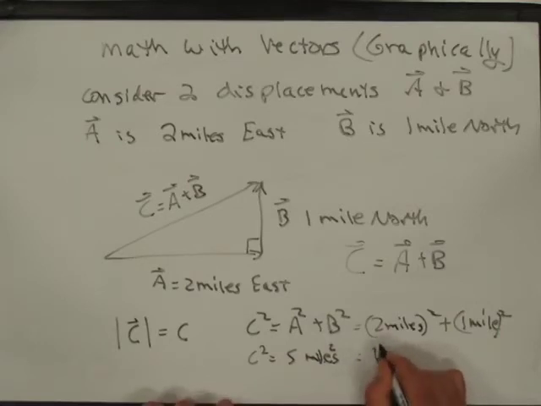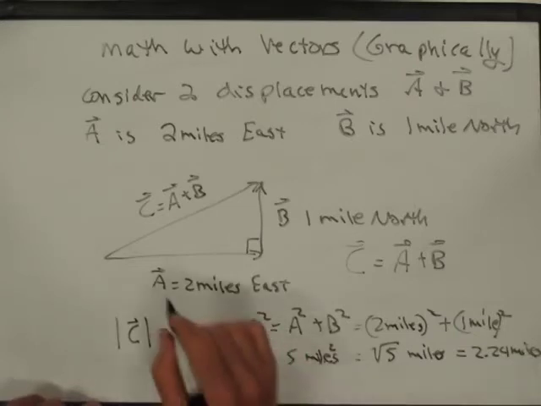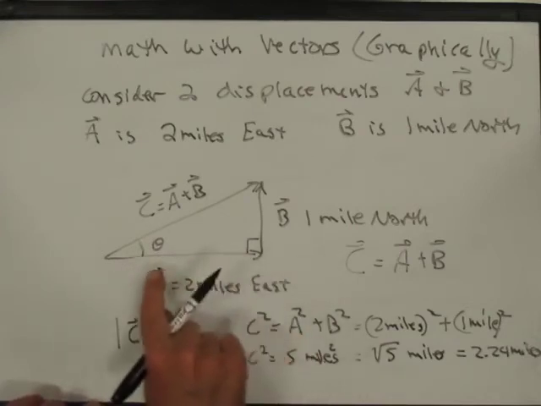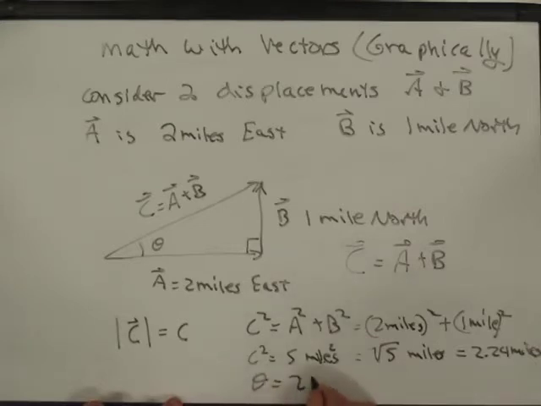I take the square root. That's equal to the square root of 5 miles, which is about 2.24 miles. Furthermore, I have to now specify a direction for C. I have to get this angle to give a direction. Again, if I want to determine the total displacement C equals A plus B, then I have to not just give a magnitude for C, but I have to give a direction as well, right? And so here I get theta is about 26 degrees.